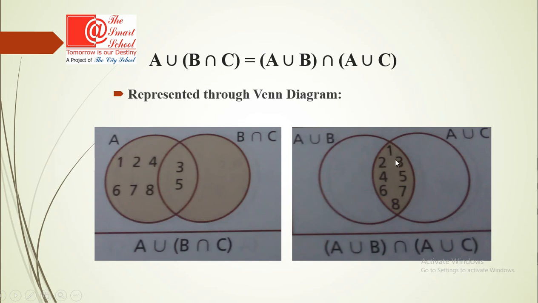And here this circle is showing A union B and this circle is showing A union C. Because all the elements of A union B and A union C are common, all of these are part of this intersection area. So all these elements lying in the shaded part are the answer. It means all the elements here, 1, 2, 3, 4, 5, 6, 7, 8, are the same as this set. So these are equal. Hence the property is proved in the Venn diagram also.